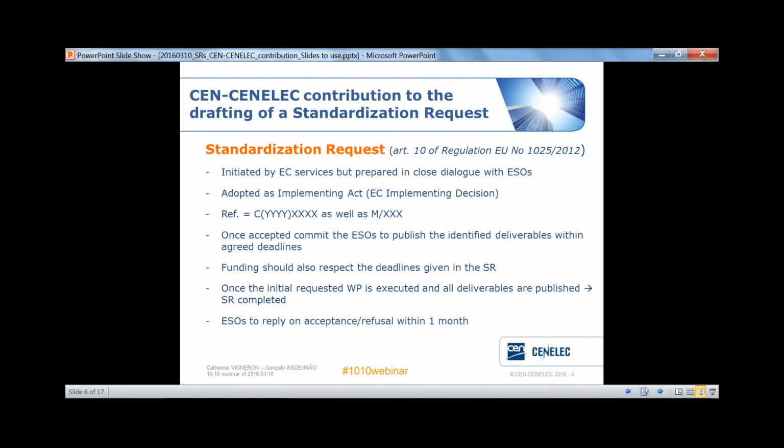Standardization requests are initiated by European Commission services, usually the vertical unit in charge of a specific topic, and this in close collaboration with CEN and CENELEC. We'll see that a bit later. It is also to be highlighted that the European Standards Organizations are given 1 month to reply on the acceptance or not of the standardization request. It is therefore crucial and very important for CEN and CENELEC to influence or contribute to the content of the standardization request during its drafting phase. It means before its finalization.